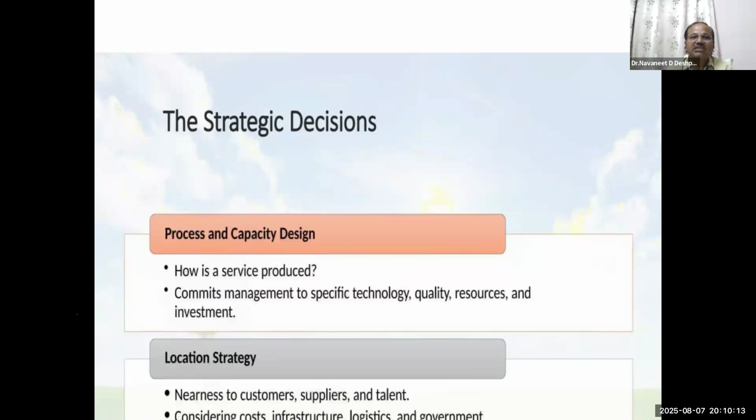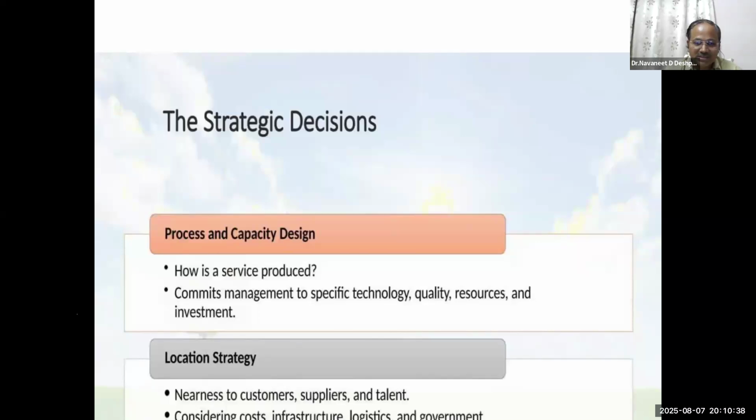Then comes your process and capacity design. How is the service produced? And commitment to the service of your specific, as we have been telling, for the latest generation: how much depth, how much technology can guarantee us, how much we can give the skills, how well we are conversant with the latest technology, the quality, resources, and investment.